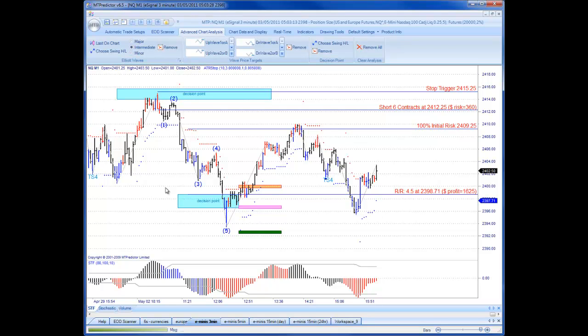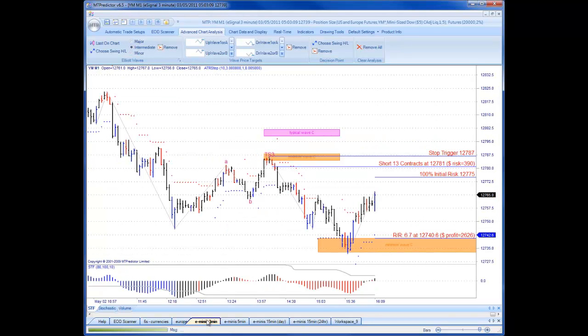So for advanced traders, you would have had a very good trade early in the morning coming off this swing down here, and then later in the day, if I go back to the YM, for all MTPredictor users, there was this lovely standard TS3 sell that came down for a lovely plus 6.7R profit here.